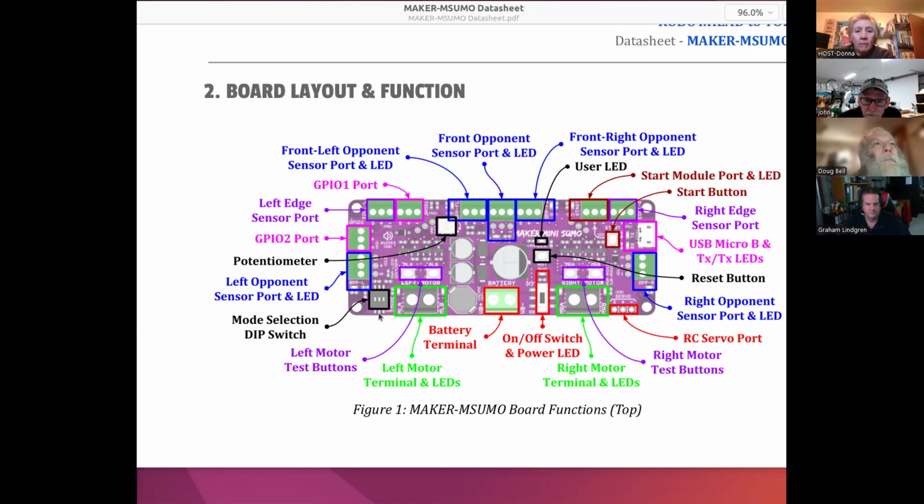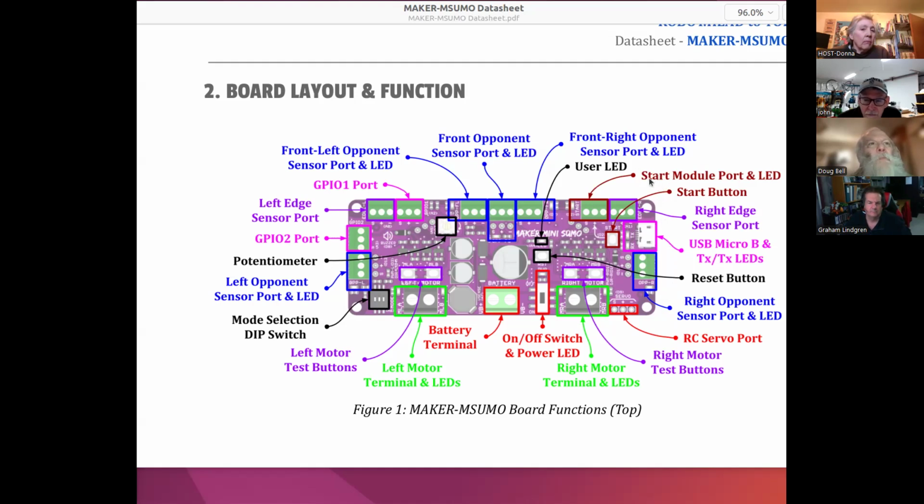Oh, and also this mode switch down here. It has the ability to have 8 different modes with those three switches there. That's something that your program reads and decides what to do. Yeah, so you could set it up with different strategies. You have 8 different strategies if you wanted.